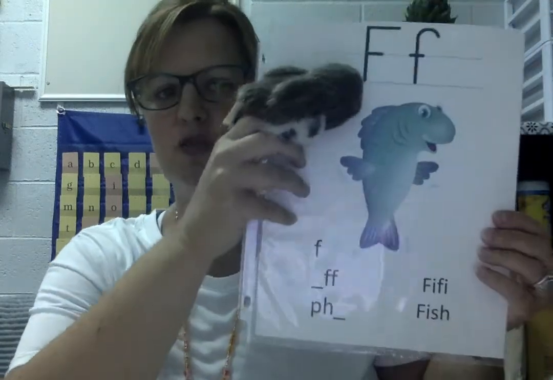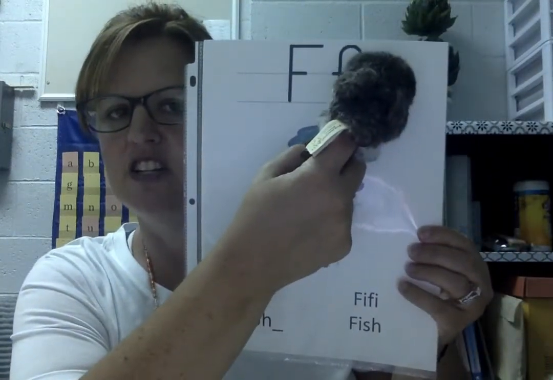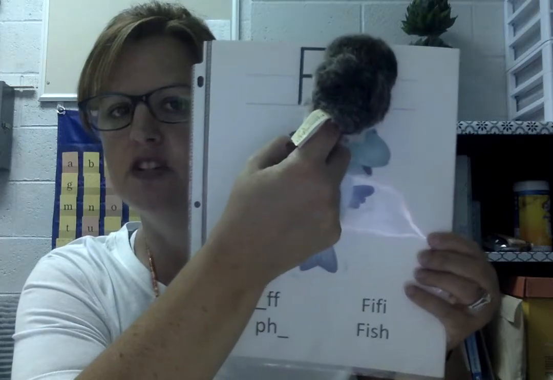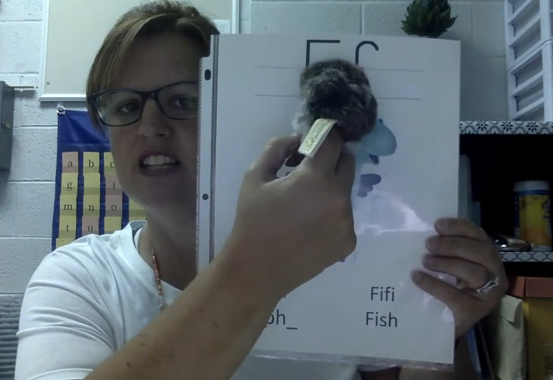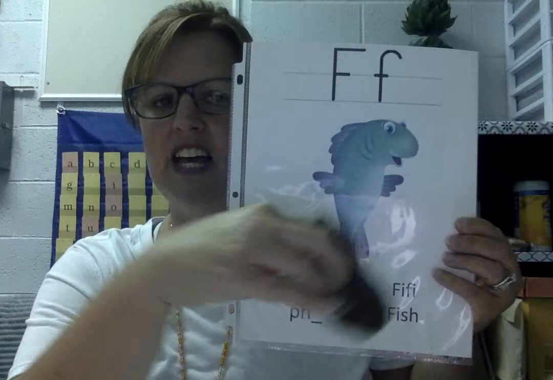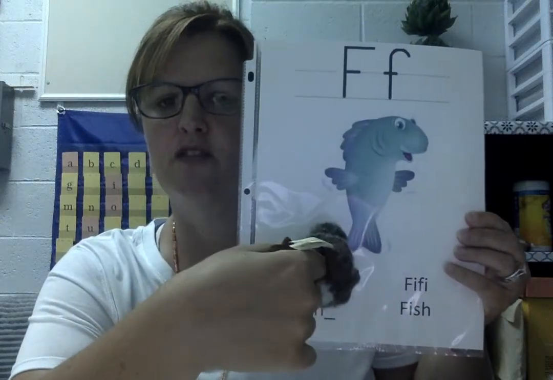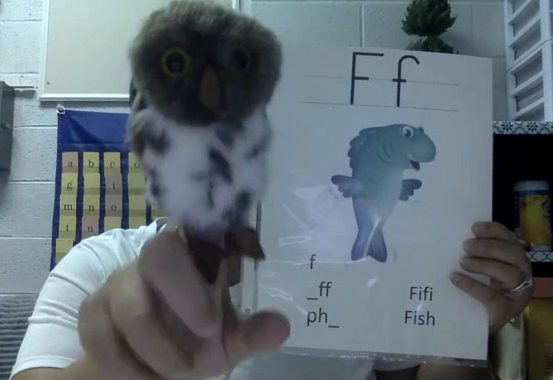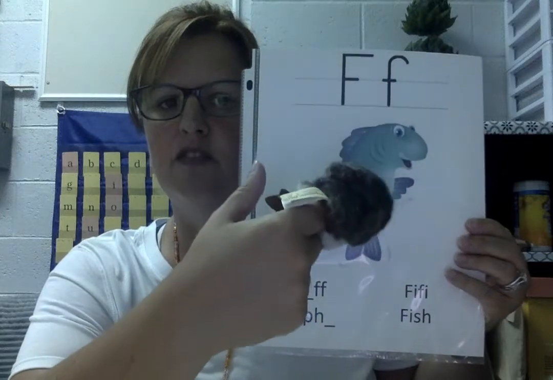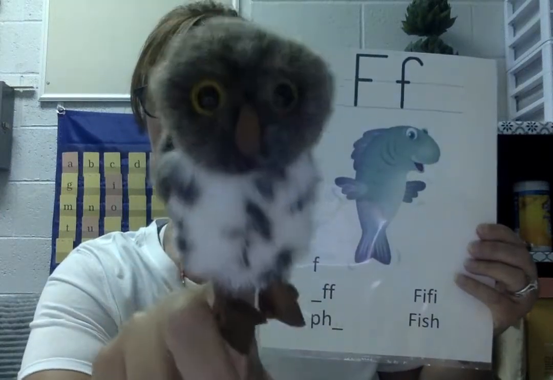Our next friend, Fifi Fish, is a skyline letter as well. So we start and we hook up to the skyline, down to the grass line, cross over at the plane line. F, fish, F, fish.